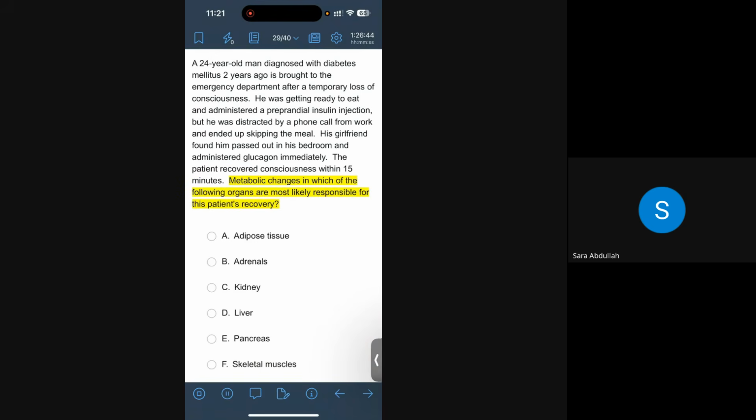Metabolic changes in which of the following organs are most likely responsible for this patient's recovery?